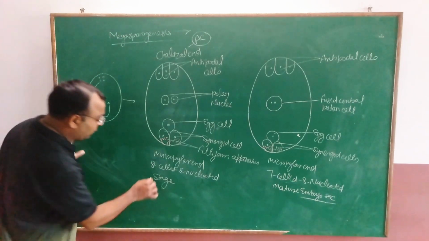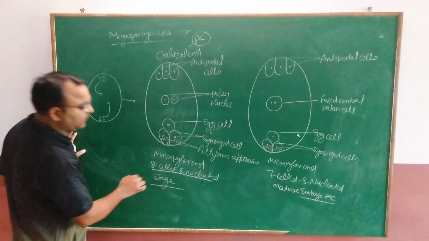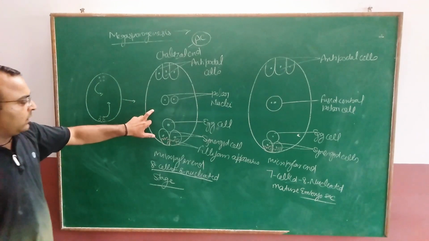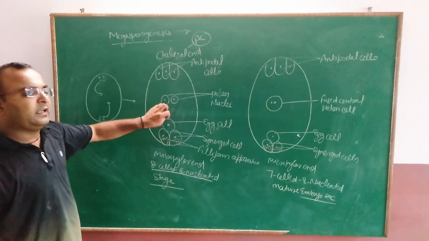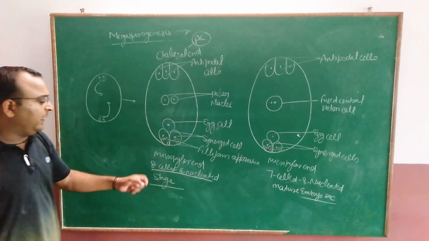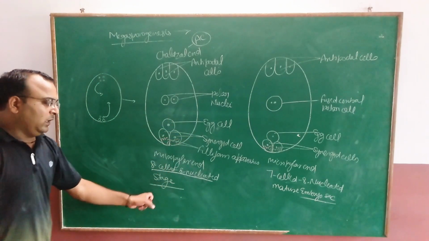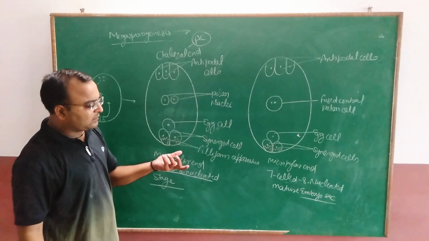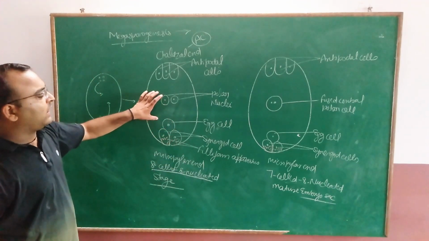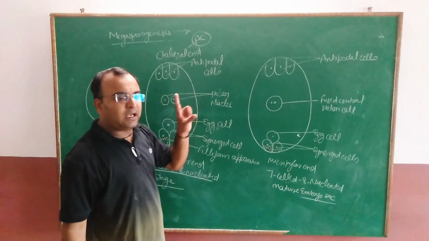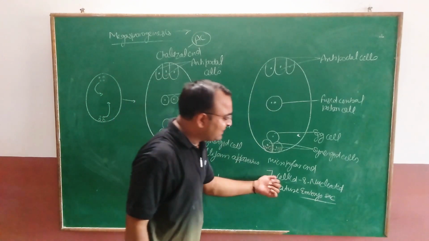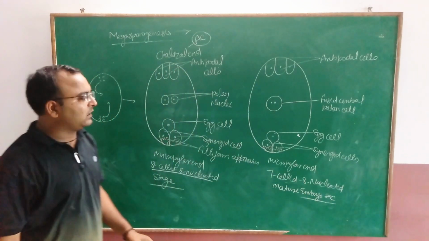Is it clear? Now the question will come in this portion only. Draw the well labelled diagram of a mature embryo sac showing the 8 cell, 8 nucleated stage. Now another question the examiner can ask: draw the well labelled diagram of a mature embryo sac showing the 7 cell, 8 nucleated stage. Is it clear?